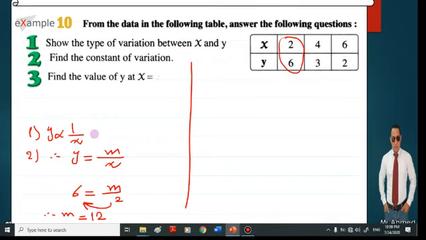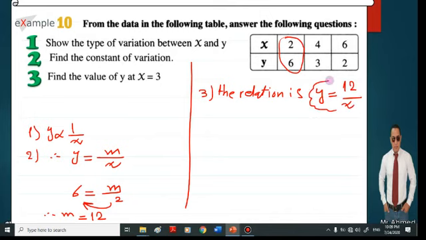Number 3, find the value of y at x equals 3. The relation is y equals 12 over x. At x equals 3, therefore y equals 12 over 3 equals 4.